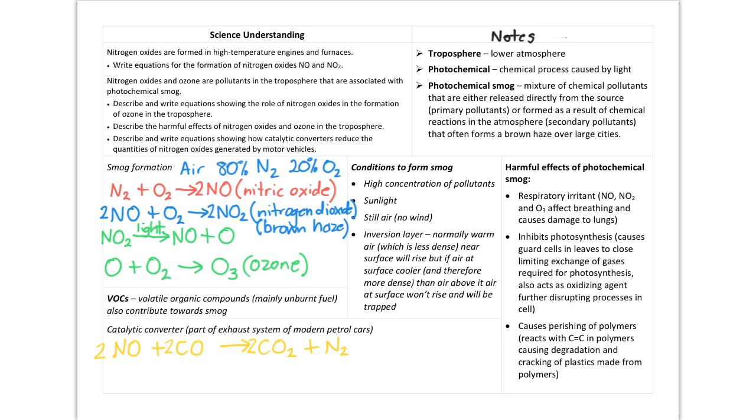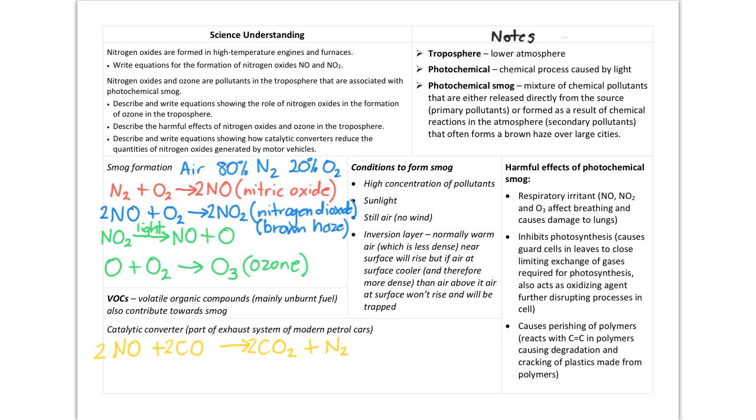So that's the reaction that happens in our catalytic converter that removes some of the nitric oxide so they can't go on and make smog, and also removes some of the carbon monoxide. Now, the most important thing you need to do here is, says up here, write equations showing how catalytic converters reduce the quantities of nitric oxides, which is what I've showed you here.